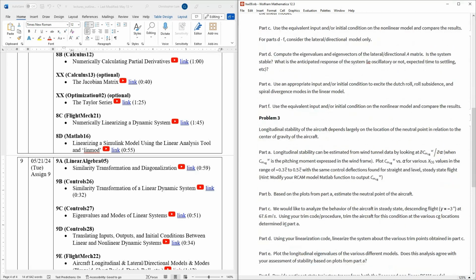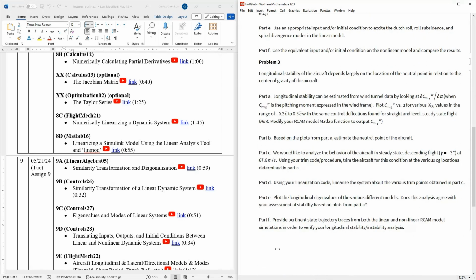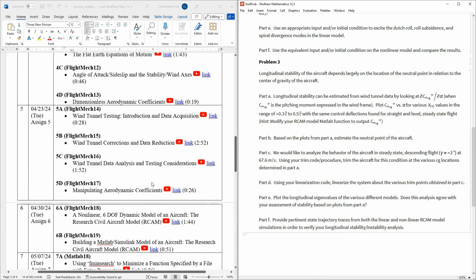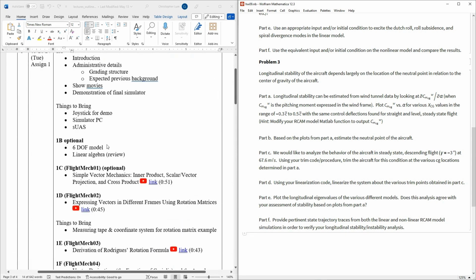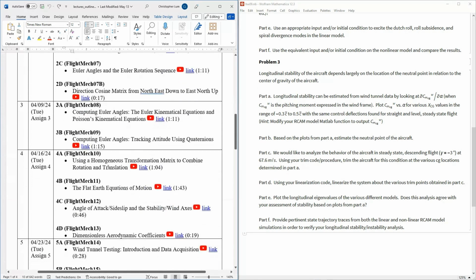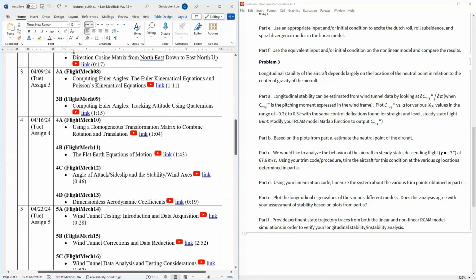Okay, let's move on now down here to the last problem, problem number 3. Okay, problem 3 is interesting. Before we dive into it, let's step back and look at the roadmap of where we are. So remember, we started in week 1, we didn't know anything about flight mechanics. We started from basic, simple vector mechanics. We developed equations of motion. We looked at rotating reference frames. We talked about Euler angles.